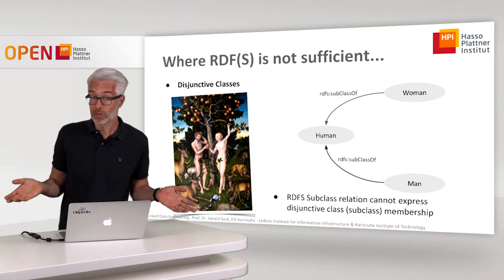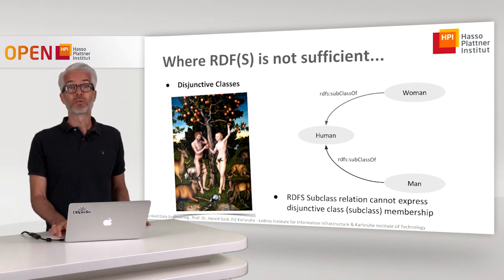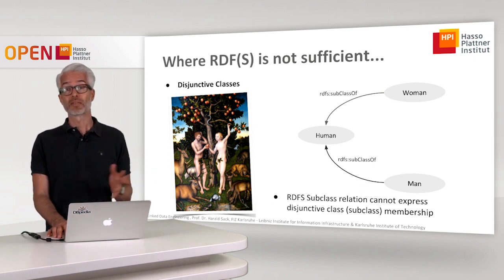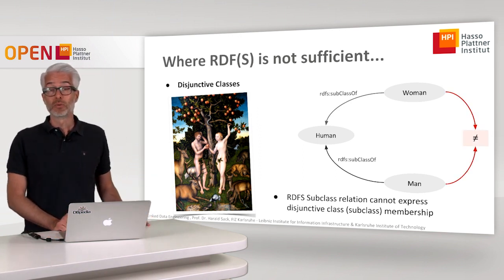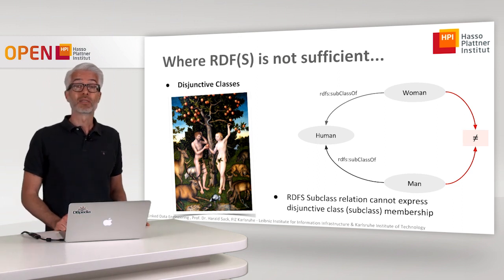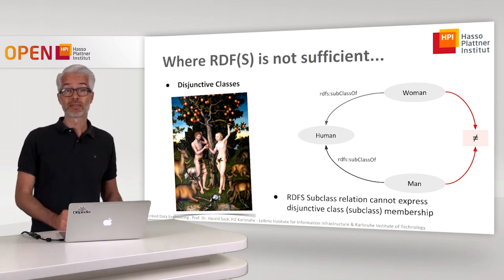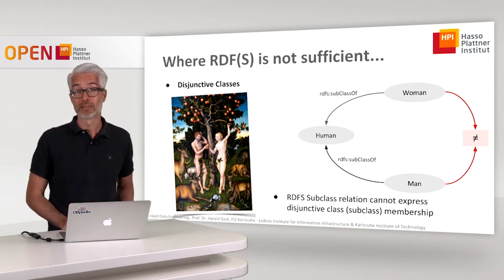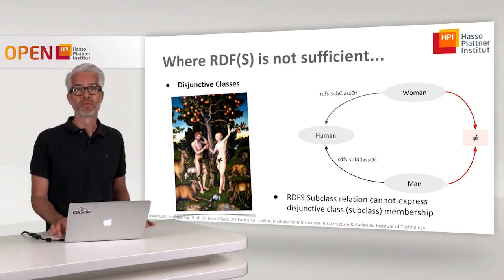Another case we have already heard of is, for example, the possibility to express disjunctive classes. If you want to define woman as a subclass of human and man to be a subclass of human, we possibly want to make these two classes disjunctive, meaning that there exists no individual which is at the same time a member of both classes. So therefore these two classes are disjunctive. The RDFS subclass relation cannot express exactly this thing. So therefore, we need more semantic expressivity.